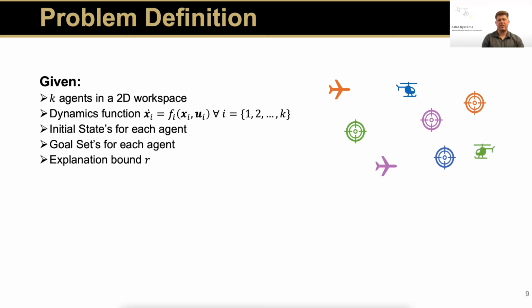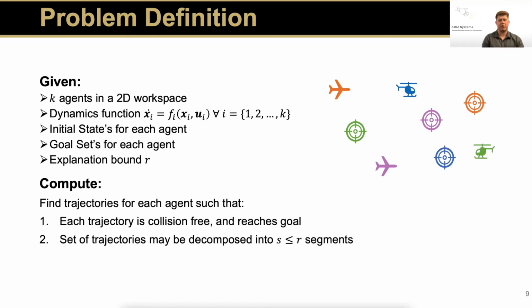To go about this more formally, we have K agents in a shared two-dimensional workspace. Each agent is described by a dynamical function f, an initial state, and a goal set. This would be enough to solve the classic MMP problem. However, the explainable MMP problem requires an explanation bound R, which is the maximum allowable number of images required to explain the plan. Thus, our problem consists of two parts. The first part is our classic MMP problem of finding safe trajectories for all agents. The second part, which is new, is that the plan can be decomposed into a maximum of R segments when projected onto the 2D workspace.